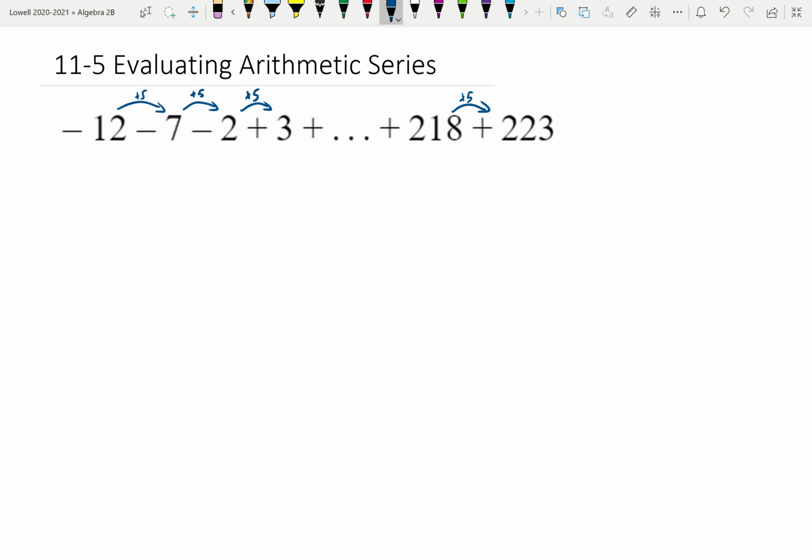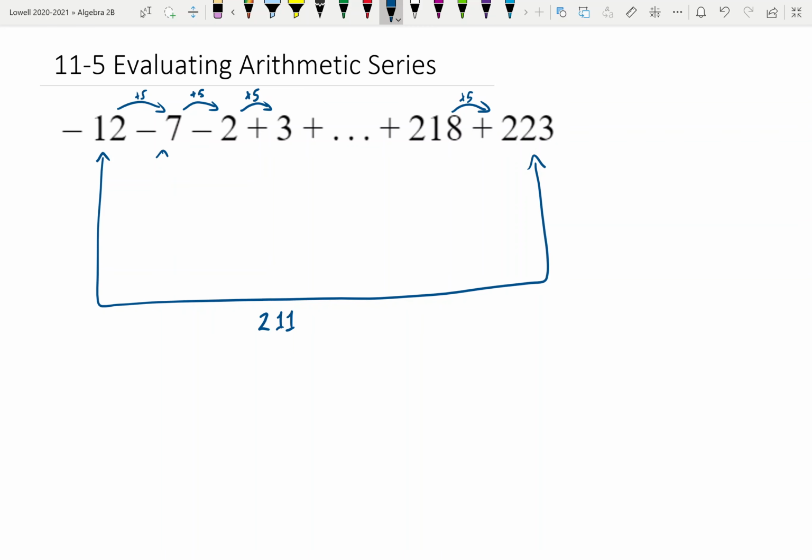Okay, so again, we're going to need to know the first and the last term. Well, we have that. The first and the last term are negative 12 and 223. So when I add up all the pairs, they should all come out to, let's see, 223 minus 12, that's going to be 211. If I work my way inward, we'll get 218 minus 7 again to get 211. And so this in theory should keep going, again, assuming that this series was planned out correctly.